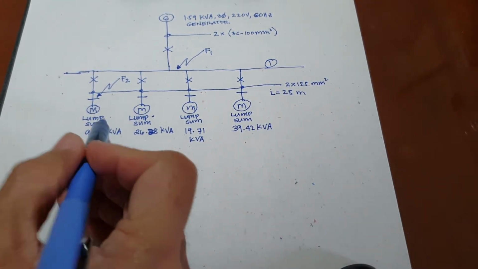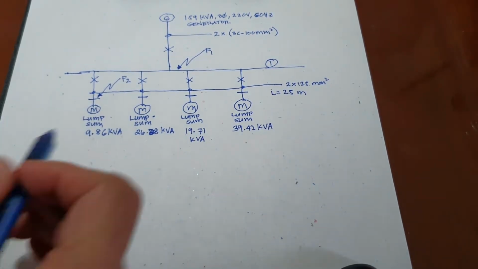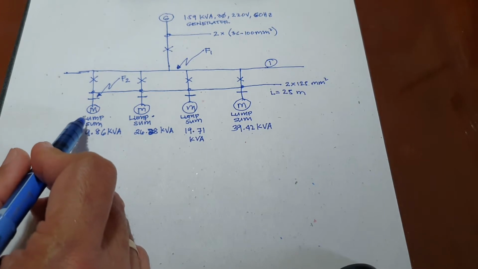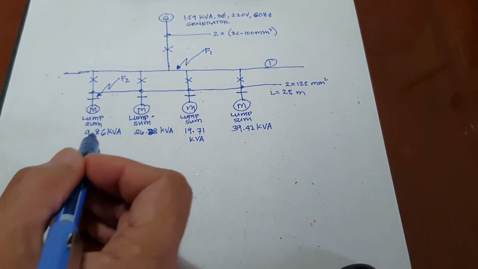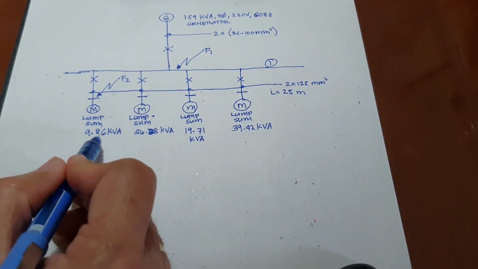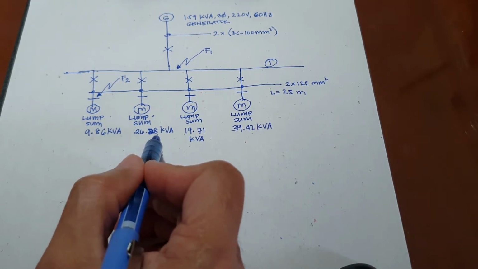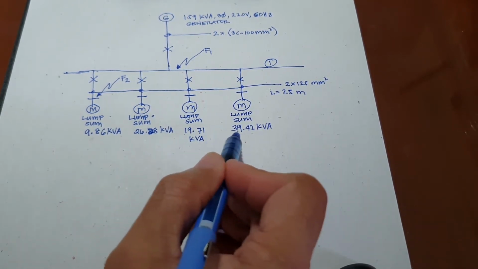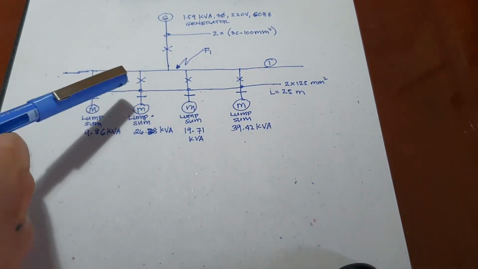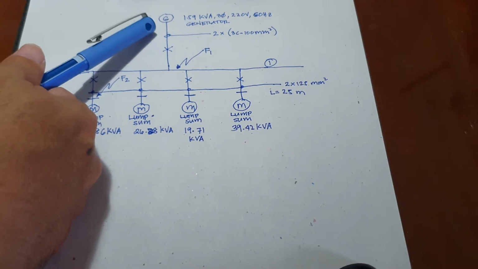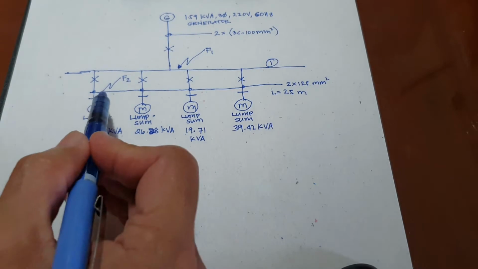Okay, now here we have four submains, and they consist of lump sum motors. The first submain has a lump sum of 9.86 kVA, and we also have 26.28 kVA, 19.71 kVA, and 39.42 kVA.